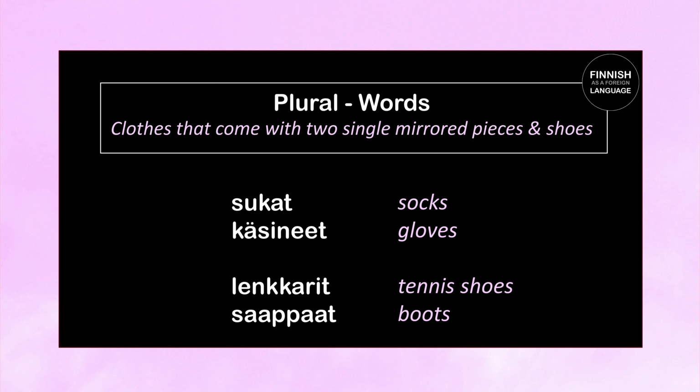Then the nominative plural is also used for clothes that come with two single mirrored pieces and also for shoes. Here are some examples. Sukat, meaning socks, or käsineet, meaning gloves. These are clothes that come with two single mirrored pieces. And now let's take a look at the shoes. Lenkkarit, meaning tennis shoes or sneakers, and saappaat, meaning boots. So the shoes also come in nominative plural.